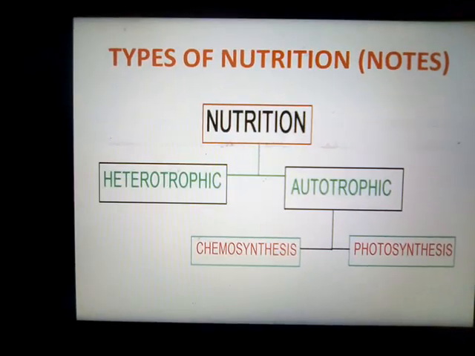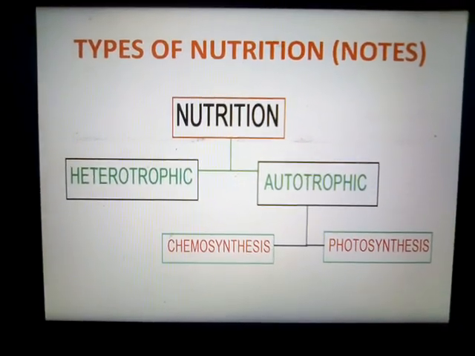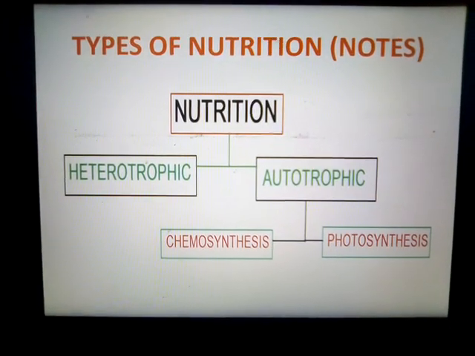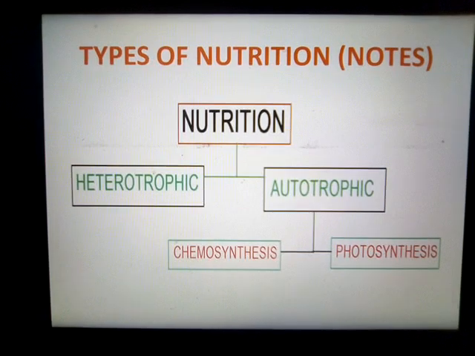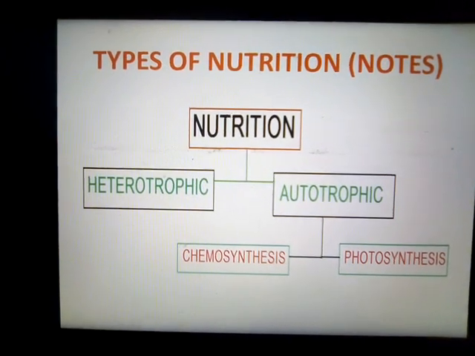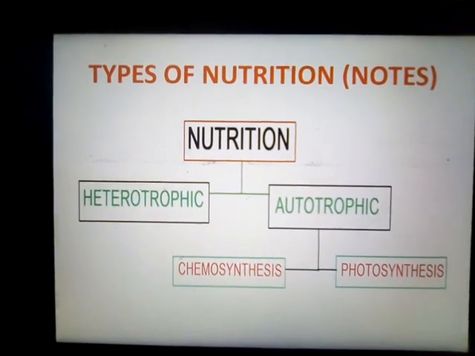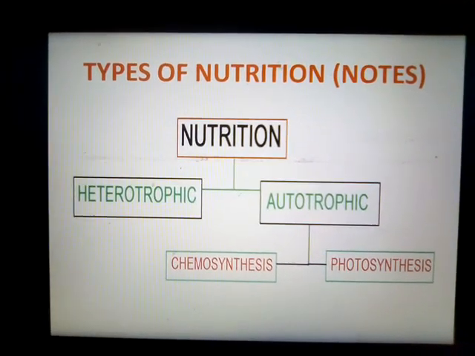Alright, now listen and copy this into your notebooks. Subheading: Definition of nutrition.